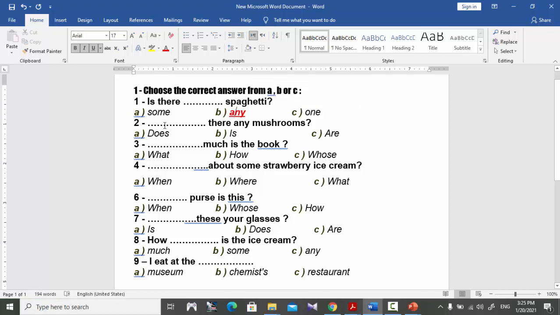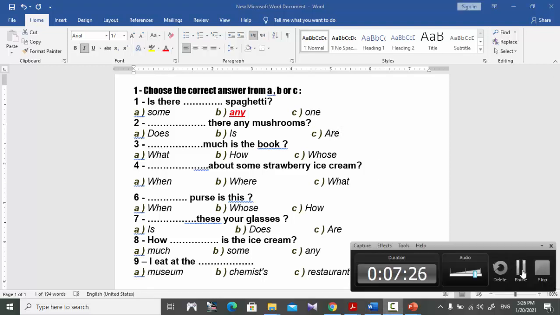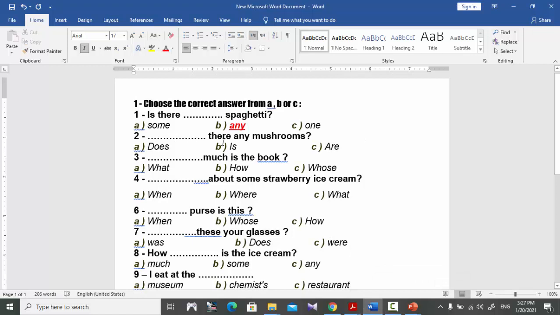Sentence number 2. Space there any mushrooms? Does, is, are. Here we have mushrooms, a plural. So we have to use are there any mushrooms? So the answer, are there any mushrooms? Because mushrooms is a plural. Are there any mushrooms?